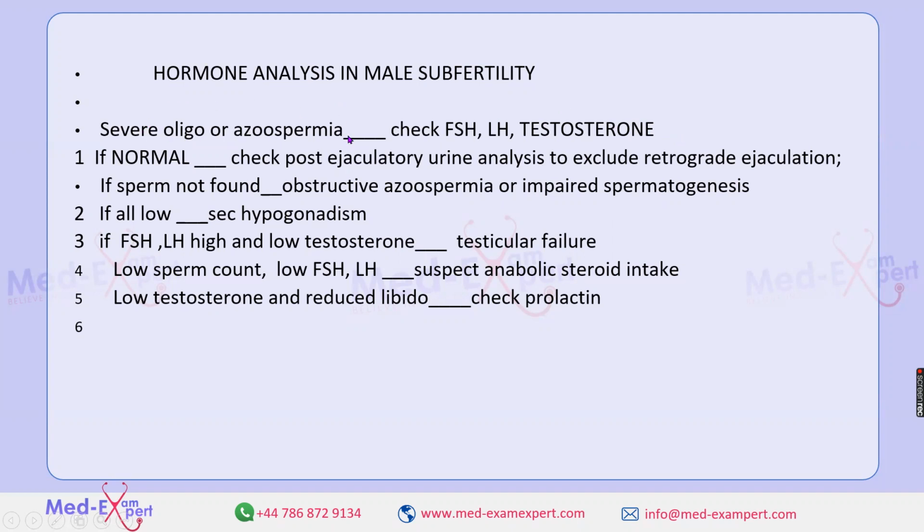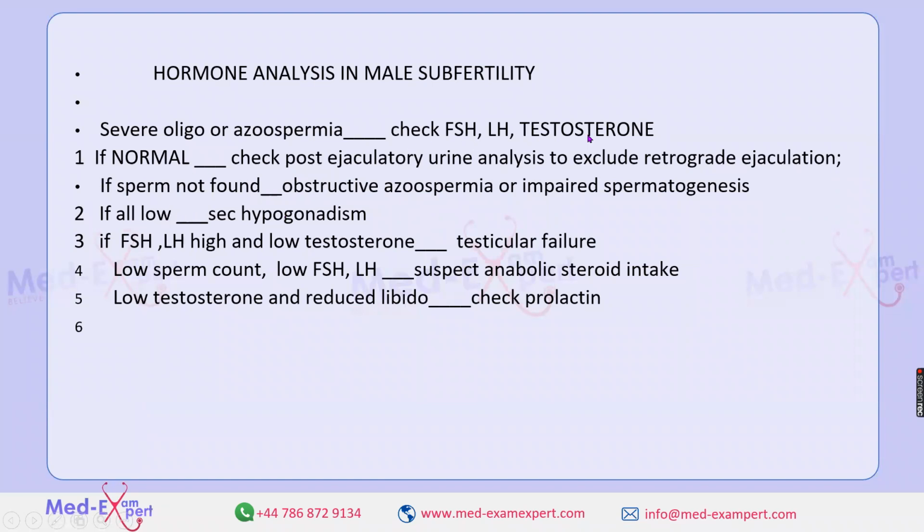Severe oligo or azoospermia will go to check FSH, LH, and testosterone. If FSH and LH are normal, then why oligo or azoospermia? Then we check post-ejaculatory urine analysis, because maybe semen is ejaculated along the wrong pathway. To exclude this, we do a urine analysis. If sperm is not found even in the urine, it may be obstruction, so it is a case of obstructive azoospermia or impaired spermatogenesis. There is no sperm at all.